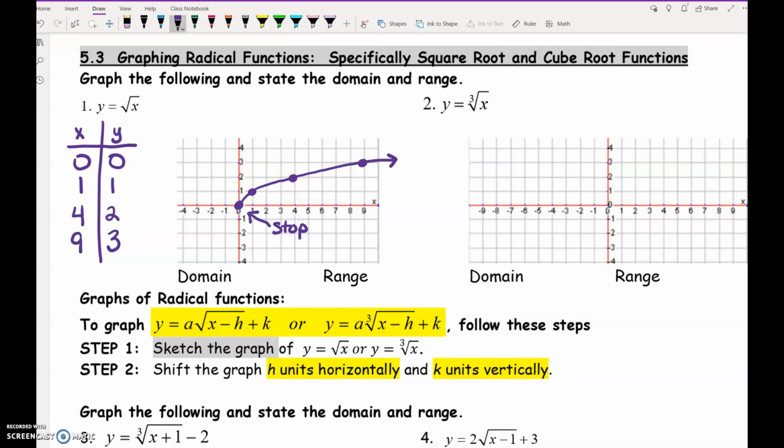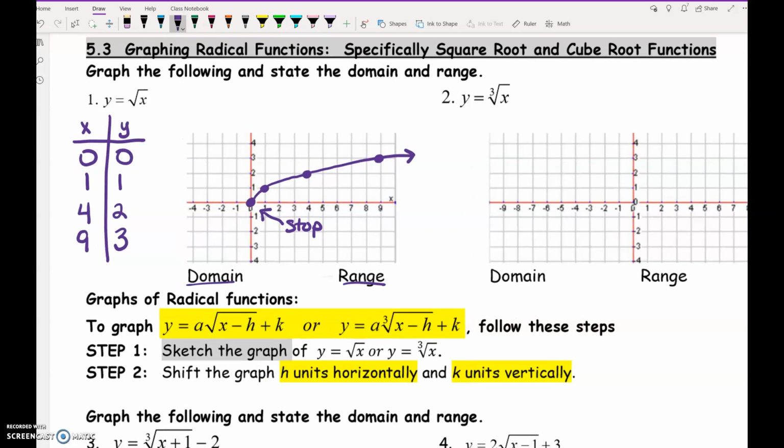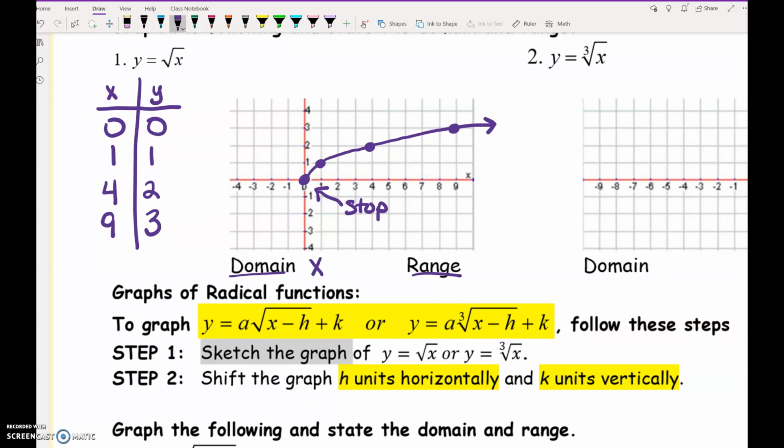Because the graph stops there, that affects the domain and the range. The domain is always the x values, and our domain for this graph is x is greater than or equal to 0. Notice in our table of values, we have 0 in there, and we have numbers bigger than 0, but no negative numbers. So all of our x values must be larger than or equal to 0. Anyone want to take a guess what the range is on this? Y is greater than or equal to 0.